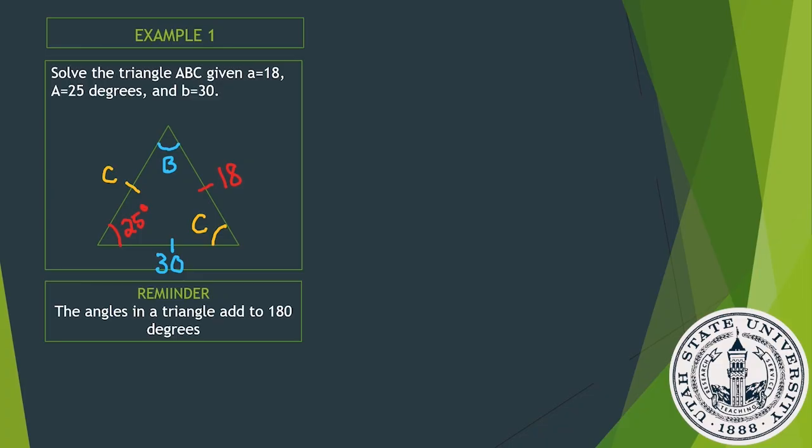For this problem, we are given a triangle with side A equal to 18, side B equal to 30, and angle A equal to 25 degrees. The best way to begin these problems is by drawing a triangle and filling out what we know and what we need to find. This drawing on the left-hand side of your screen shows that we need to solve for the angles B and C and side C.